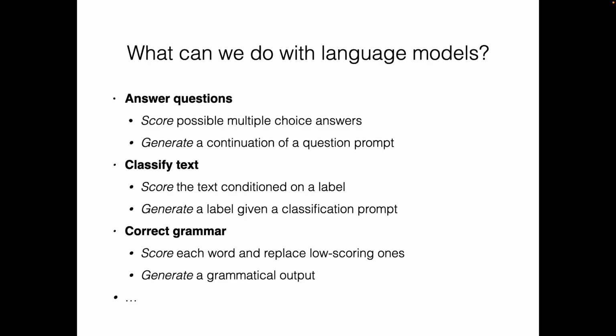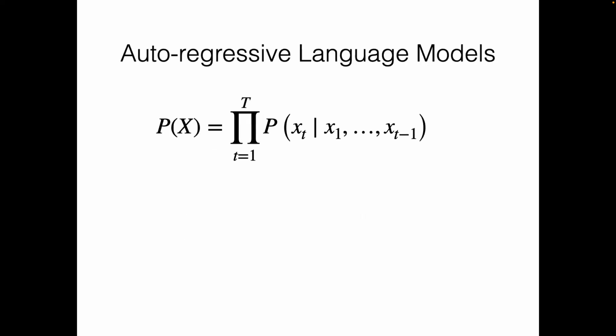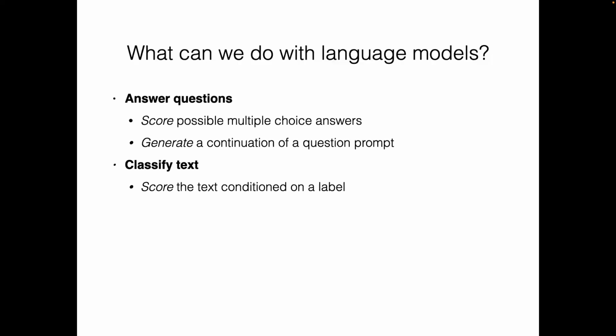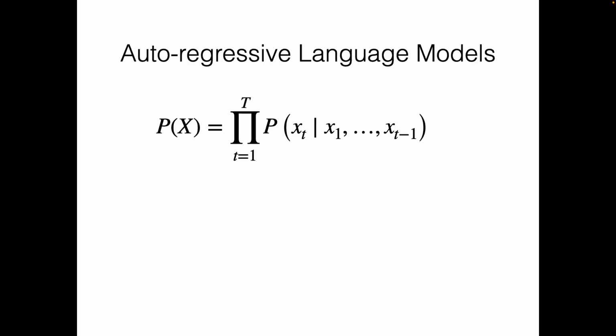Okay, so that was what a language model is and some things that we can do with language models. So now let me start talking about how we can formulate these language models in a way that makes it easy to generate text with them and easy to train. And the key idea here is to use what is called an autoregressive model. So an autoregressive model just refers to a model that uses this relationship here.